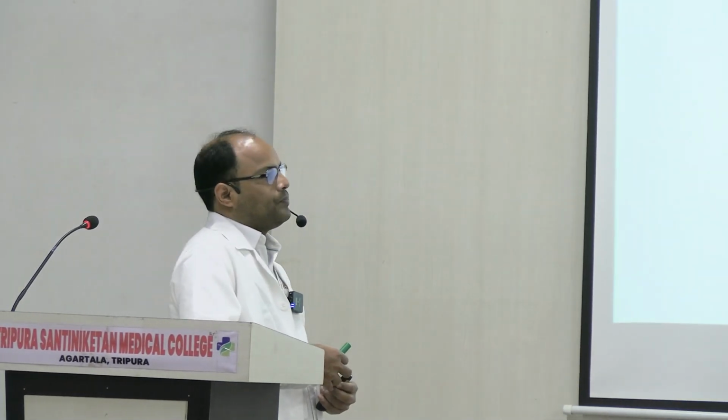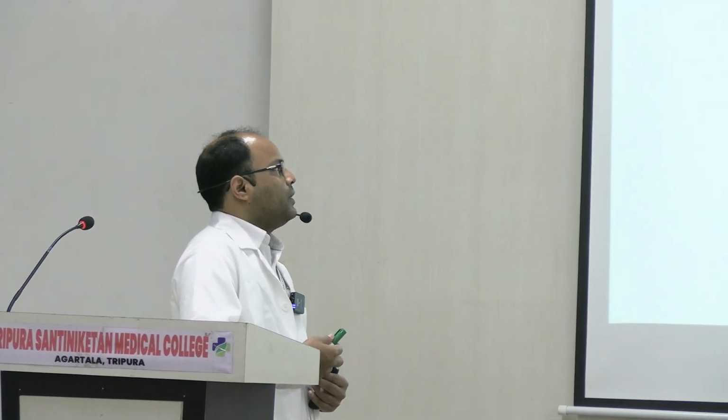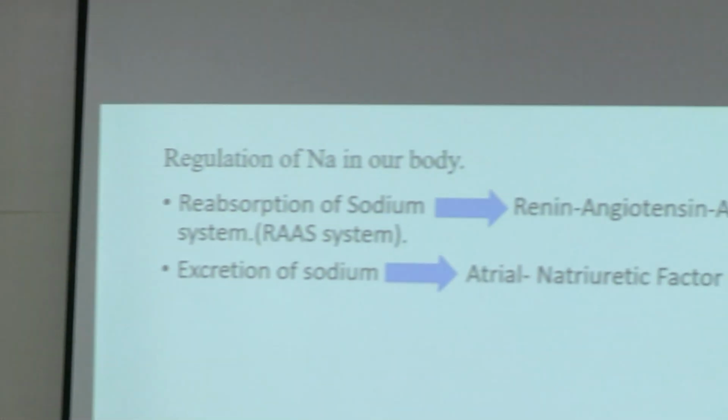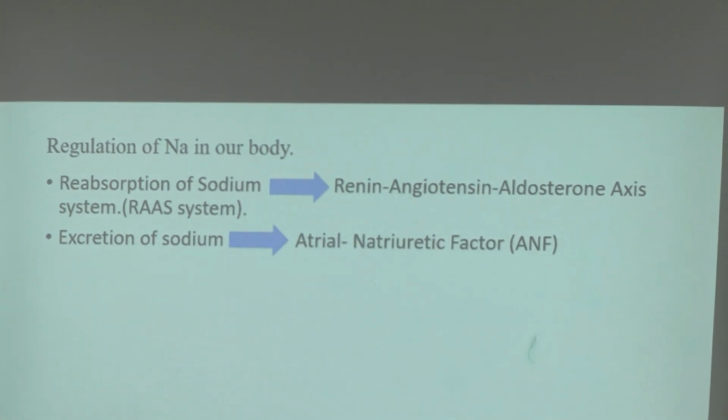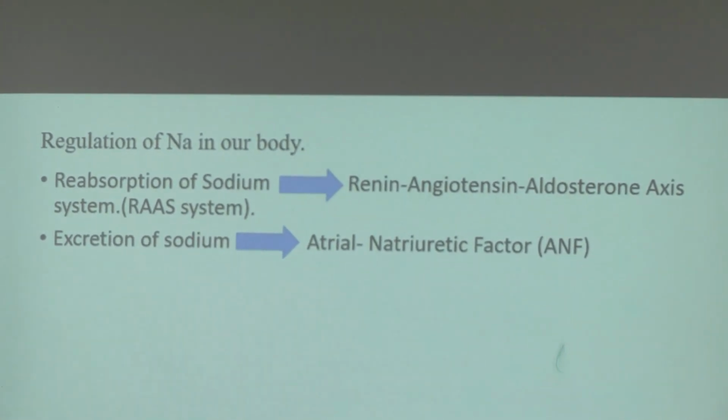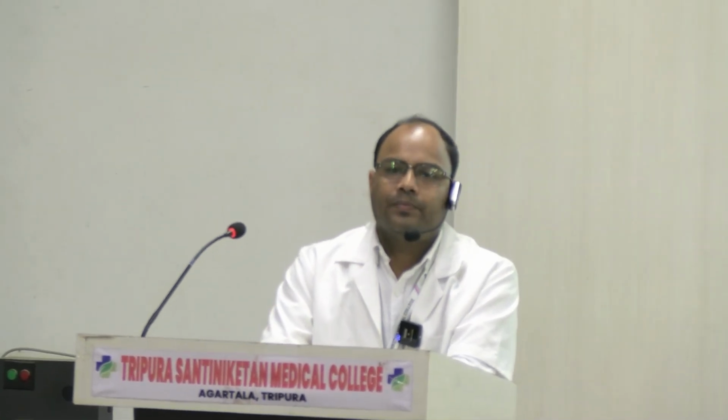What is the fate of angiotensin 2? It is converted to angiotensin 3. It is an inactive form and it degrades. Next regulation is ANF, atrial natriuretic factor. When there is an increase of blood volume, it causes stretching of the right atrium of the heart, and the atrium releases a hormone called atrial natriuretic factor. Atrial natriuretic factor causes excretion of sodium. Okay, ANF.